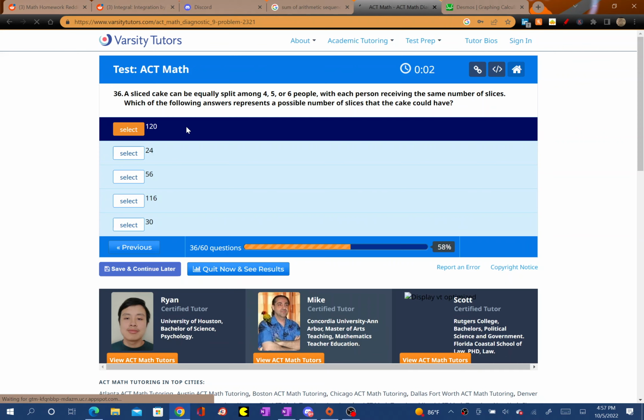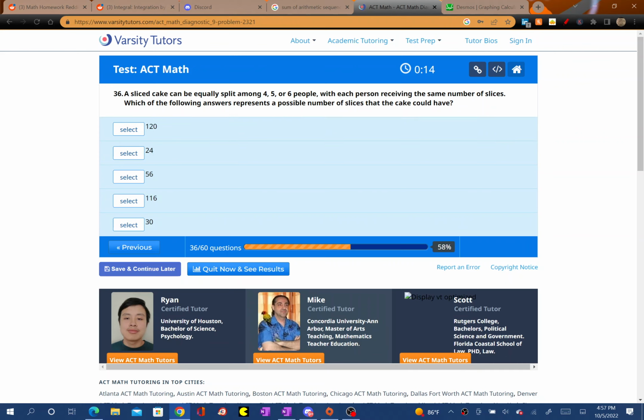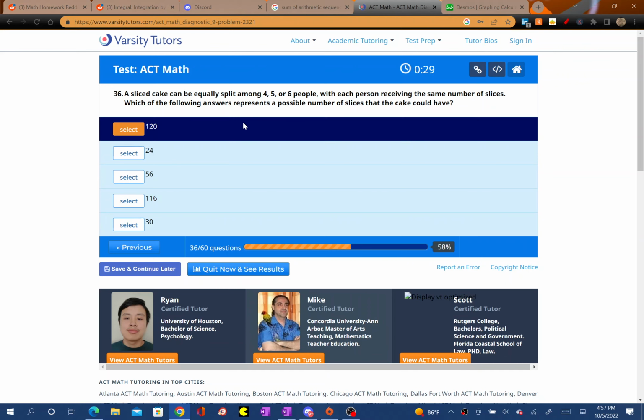Alright. A sliced cake can be equally split among 4, 5, or 6 people, with each person receiving the same number of slices. Which of the following answers represents a possible number of slices that the cake could have? Oh, this is like probability or something. I hate probability. I'm not good at probability. A sliced cake can be equally split among 4, 5, or 6 people, with each person receiving the same number of slices.